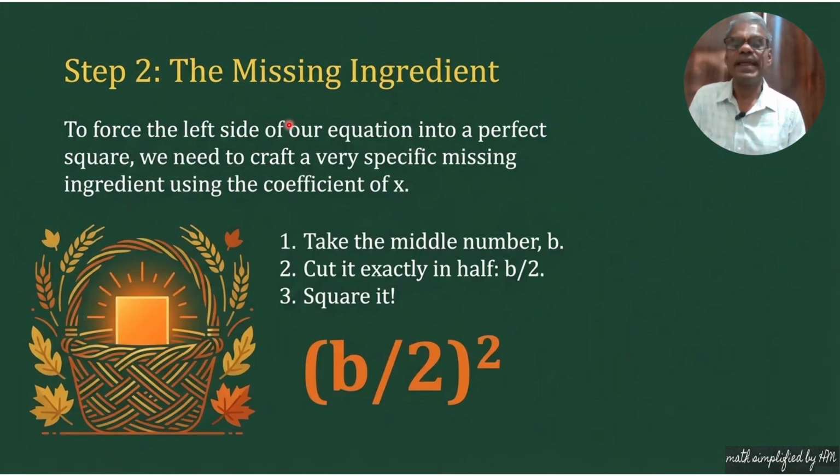The missing ingredient. To force the left side of our equation into a perfect square, we need to craft a very specific missing ingredient using the coefficient of x. For that, take the middle number b, which is the coefficient of x, cut it exactly in half, b by 2, and square it. That is (b upon 2) bracket square.